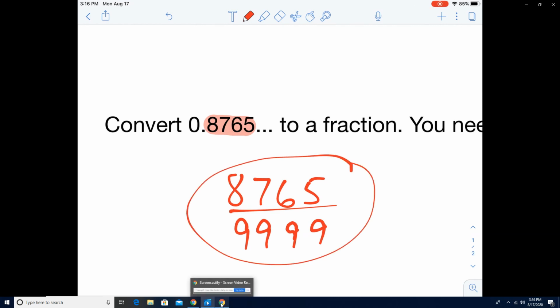So when you do a repeating decimal, I would just use the calculator. It's the easiest way to do it. It will always be available to you.